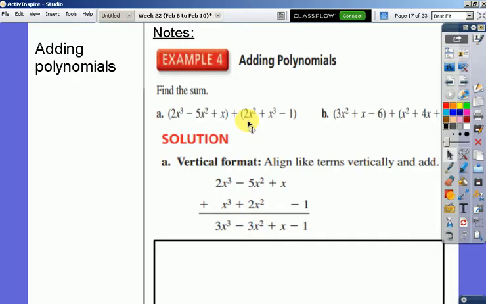Now, what this vertical format does is allow you to look at what's missing here. And again, that is very important, especially as you transition into Algebra 2. What powers are not represented? Notice they don't have an x to the first here, so they just leave it blank, or you could put plus 0. They add straight down. 2 and 1 make 3. Negative 5 and 2 make negative 3. 1 and 0 make 1, so you just have 1x. And then you have that minus 1.